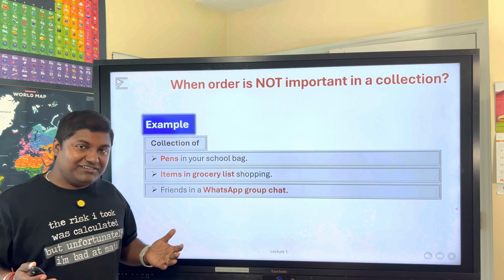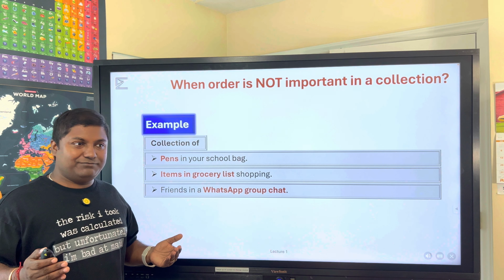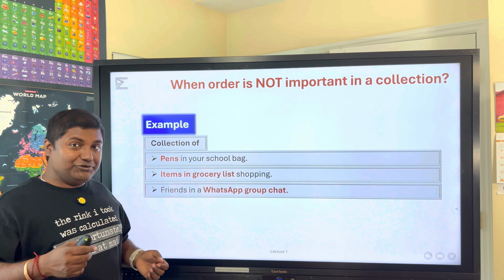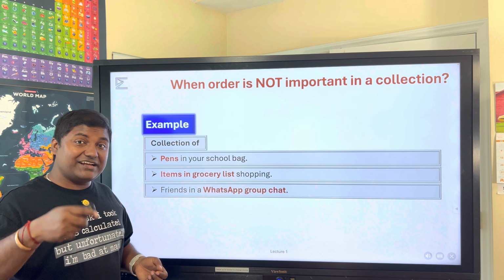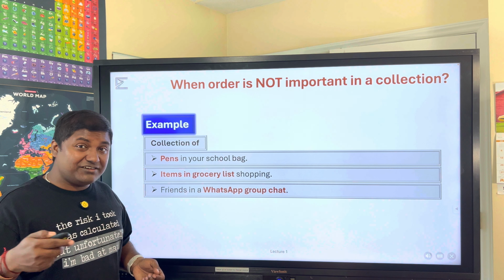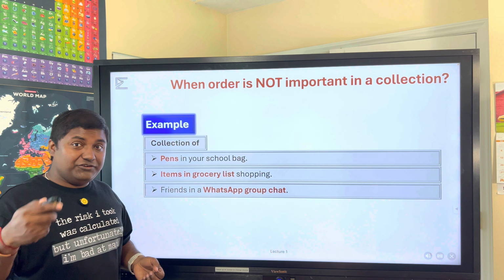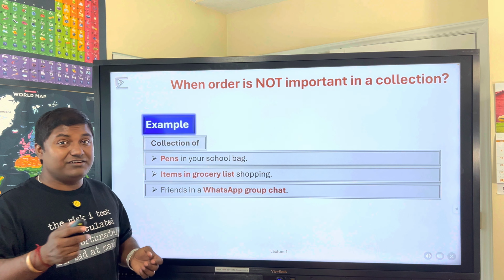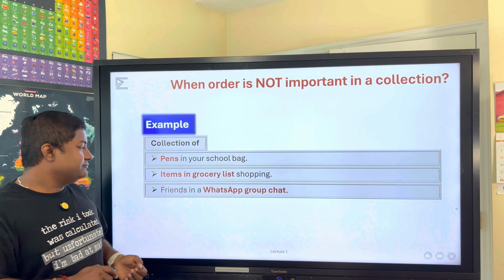Same. Let's say you have a birthday next week. You created a WhatsApp group chat in order to communicate with your friends. When you create the group chat, you start adding friends one by one. Does it matter in which order you add your friends? No. After adding your friends, whenever you send any message, all of your friends get the message. In which order you added the friends doesn't matter at all.